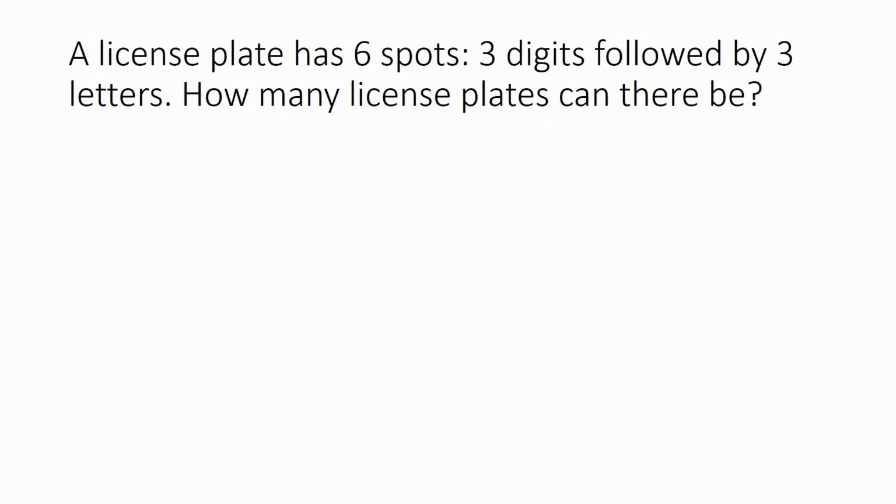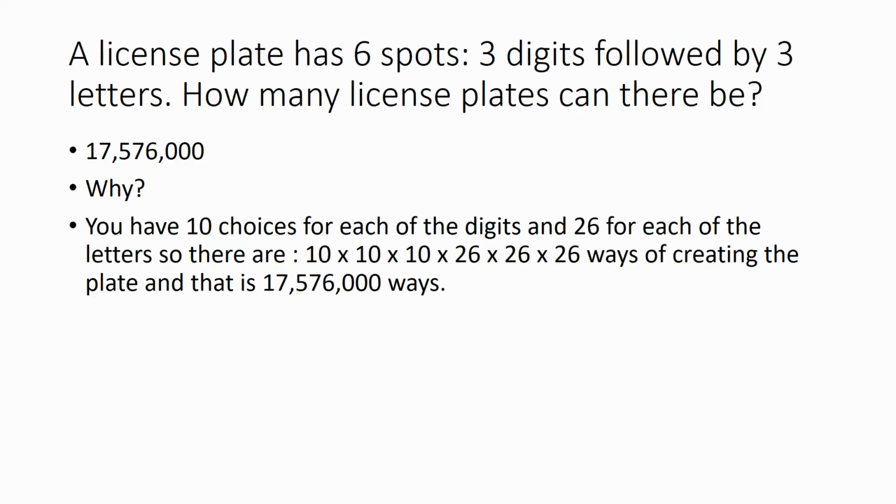A license plate has 6 spots, 3 digits, 0 through 9, followed by 3 letters of the alphabet. How many license plates can there be? Why don't you pause the video and try this one on your own, see if you get there. Did you get it? 17,576,000. Why? Well, we have 10 choices for each of the digits and 26 for each of the letters. So there are 10 times 10 times 10 times 26 times 26 times 26. It's a lot of ways.